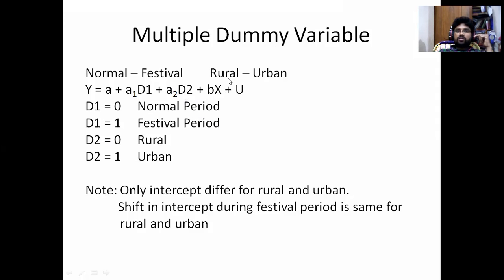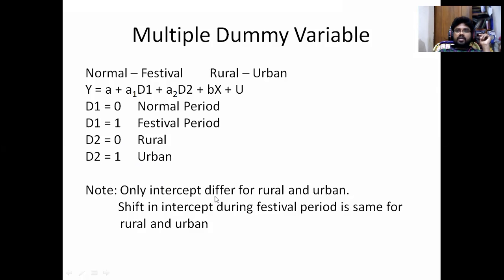For example, why should we give 0 for rural? Why should we not give it to urban? There is no hard and fast rule, so you can give d2 0 for urban and d2 1 for rural. It doesn't matter, but you should be careful before assigning the dummy variable values, because when you interpret the values, you may be confused. So you should write it down in your book.